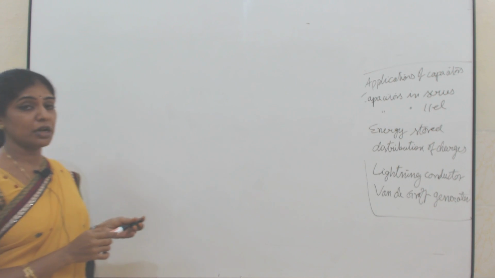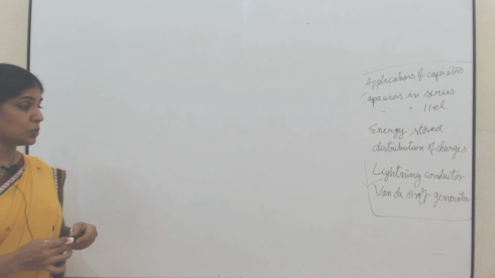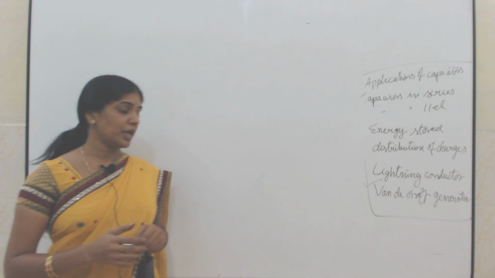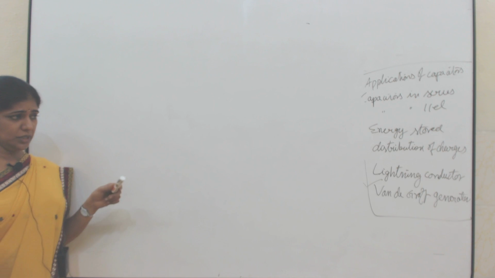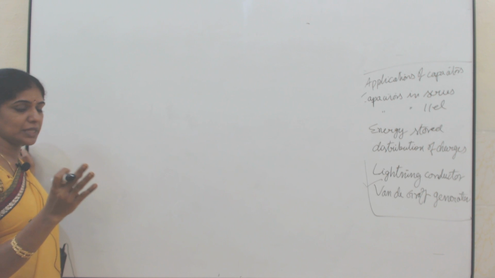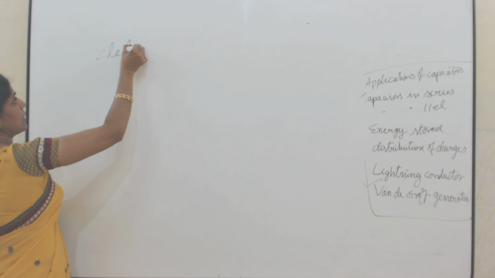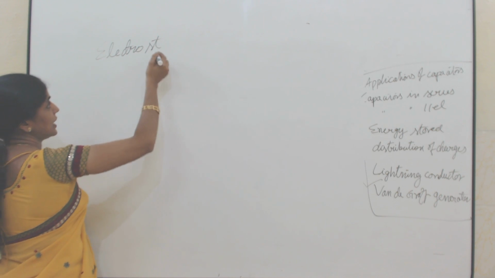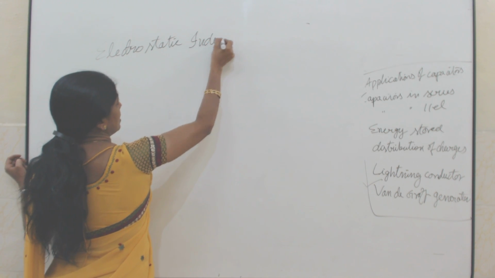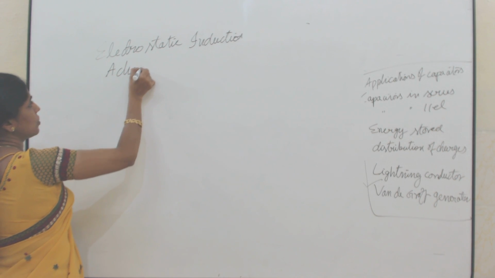Then we will go for the Van de Graaff generator, which is an electrostatic machine. What is the major use of this electrostatic machine? It is used to store charges. In a Van de Graaff generator, we use both principles, that is electrostatic induction and action of points, or corona discharge.